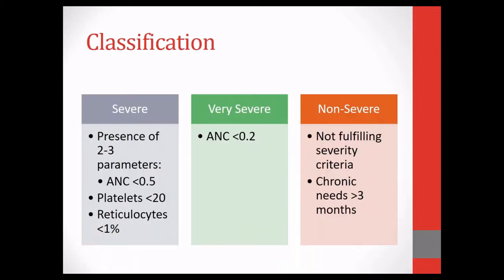The classification of aplastic anemia varies from severe, very severe, and non-severe. Severe aplastic anemia is the presence of 2 to 3 parameters, including a neutrophil count of less than 0.5, platelets of less than 20, or reticulocytes less than 1%. Very severe aplastic anemia is when our neutrophil count is less than 0.2. Non-severe aplastic anemia is not fulfilling any of the severity criteria, and the disease is chronic, lasting greater than 3 months.